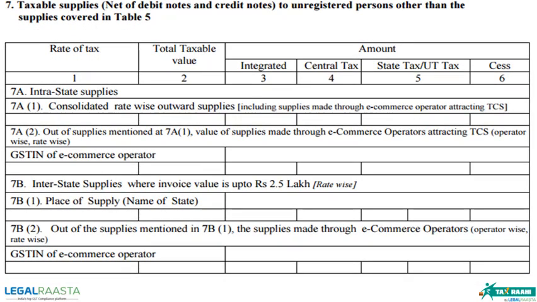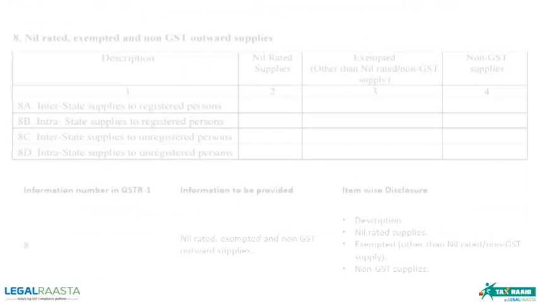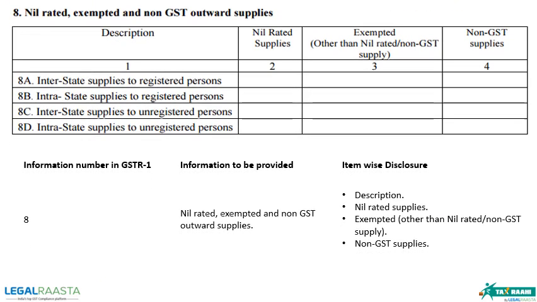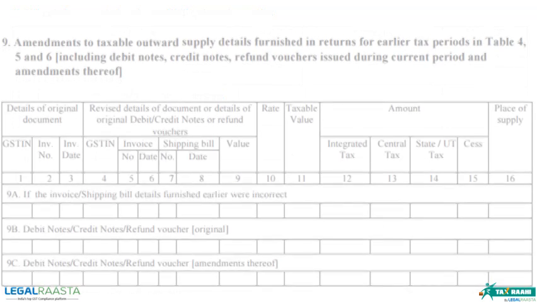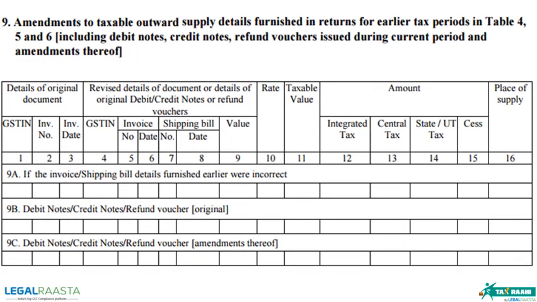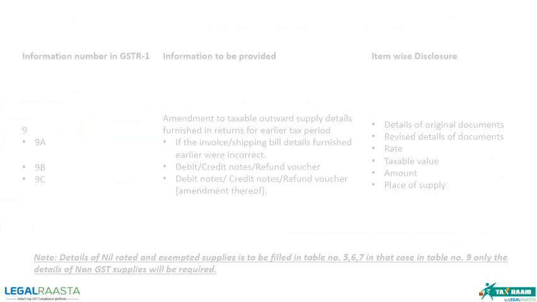Details of taxable supplies to an unregistered person such as rate of tax, taxable amount, amount of tax, etc. Details of nil rated, exempted and non-GST outward supplies like non-GST inter or intra-state supplies, nil rated inter or intra-state supplies, etc. Details of amendment to taxable outward supply details furnished in returns of earlier tax periods such as details of original documents, rate, taxable value, etc.